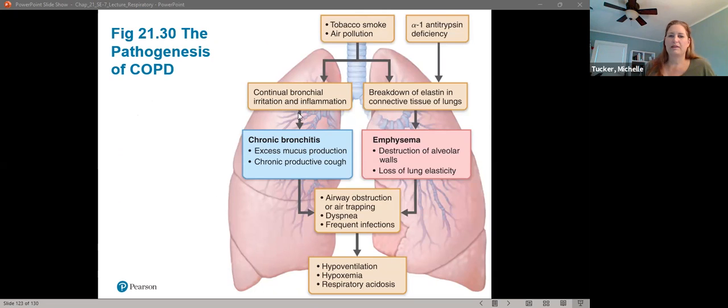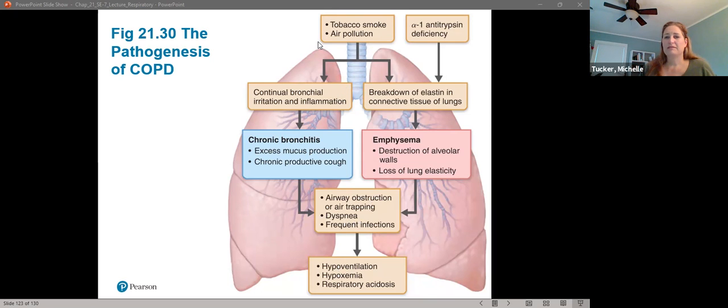With chronic bronchitis, its stimulus is going to be things more like air pollution, where we get chronic bronchial irritation and inflammation. This is going to cause excessive mucus production in an attempt to trap and then expel those irritants. It leads to airway obstruction, hypoventilation, and eventually respiratory failure if it were to get severe enough.